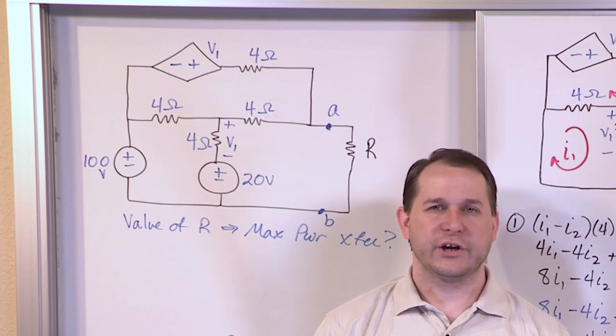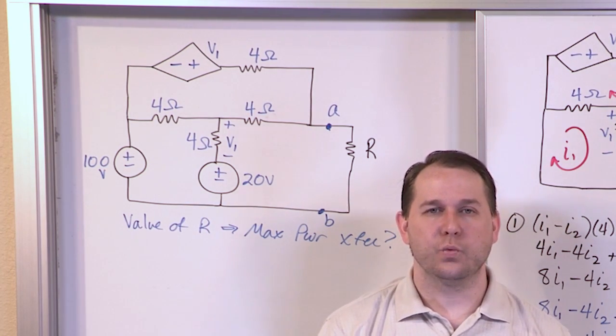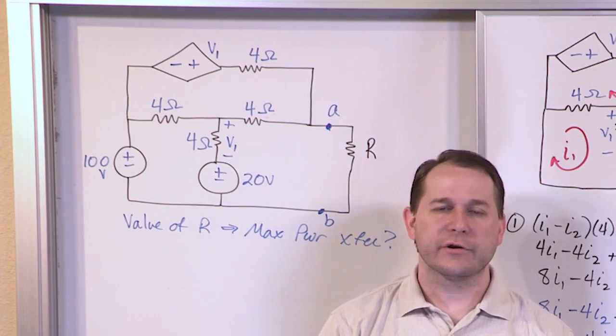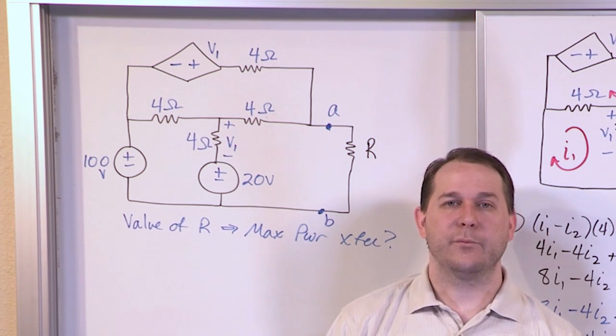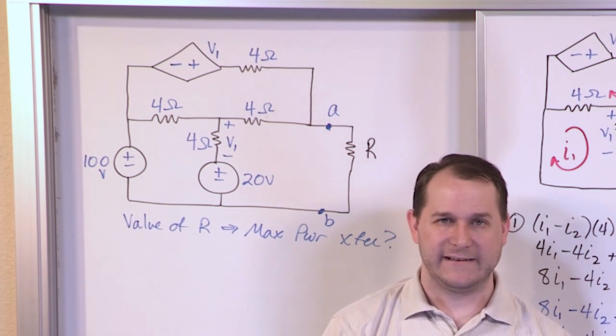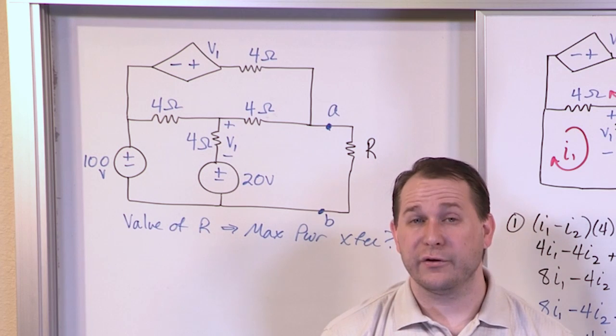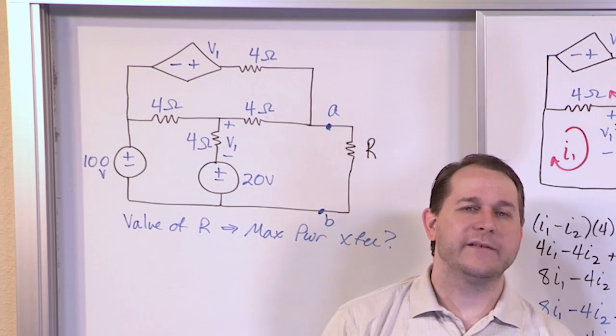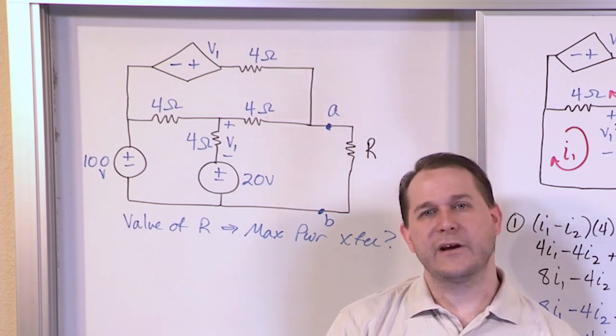So either which way you want to go, if your question's just asking you what value of resistance you need for max power transfer, then all you're concerned with is finding out what that resistance is. And that's what we've done here. We found Thevenin resistance, we set it equal, that's the answer. If your question goes further and says, okay, now that you've chosen the magic resistor, how many watts is actually being delivered to it? There's a couple ways to do it.